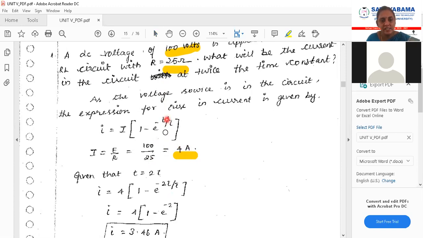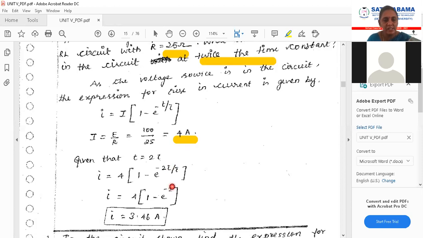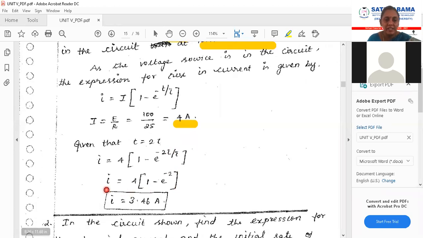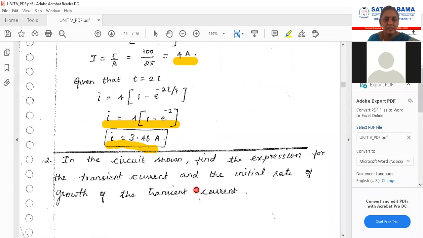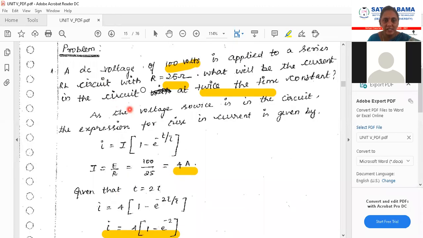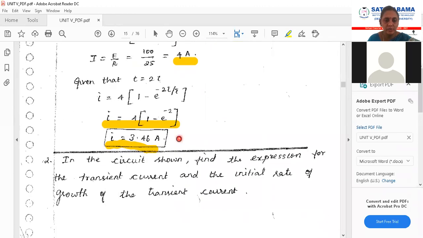Now what is the t value? The t value has been given as twice the time constant. So twice the time constant means you put here 2 tau, so this tau and tau will get cancelled. So you will have i equals 4 into 1 minus e power minus 2. Taking your calculator and calculating, you will have i equals 3.46 amps. Okay, this is the value of the current. That's what has been asked: what will be the current in the circuit.